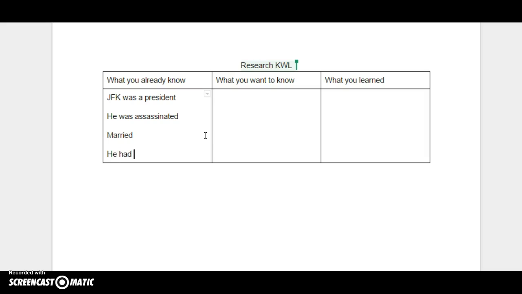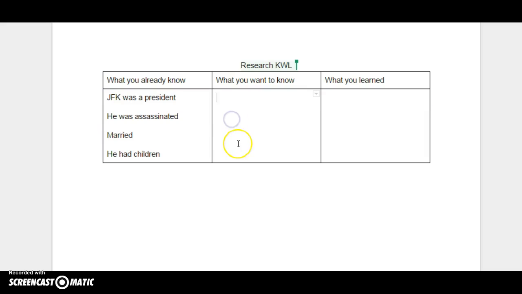He had children. Okay. So once you make a list, and you'll have more things in this, you can keep going about John F. Kennedy. Lee Harvey Oswald was the guy who assassinated him. So we already know this. What do you already know? So identify all the things that you already know.